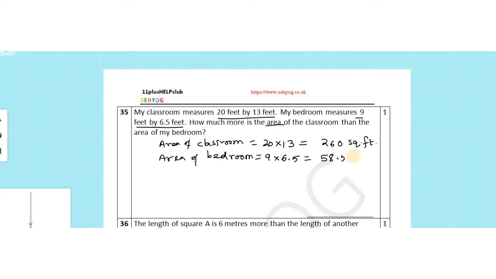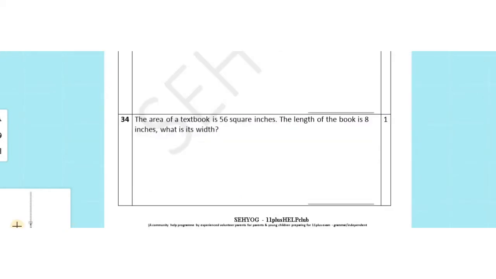58.5 square feet. So, the difference between them we find out by subtracting, and the subtraction looks like this, and we get our answer 201.50 square feet. Question number 34.